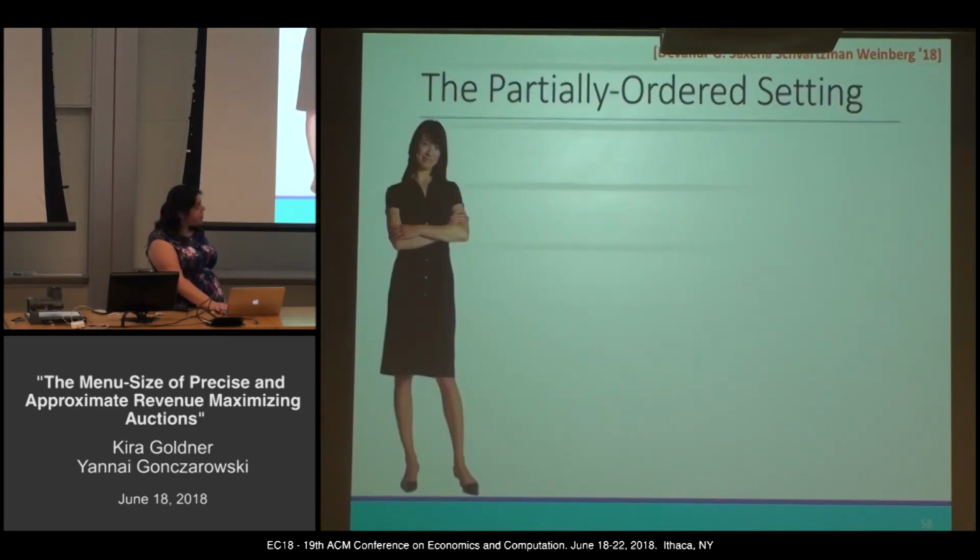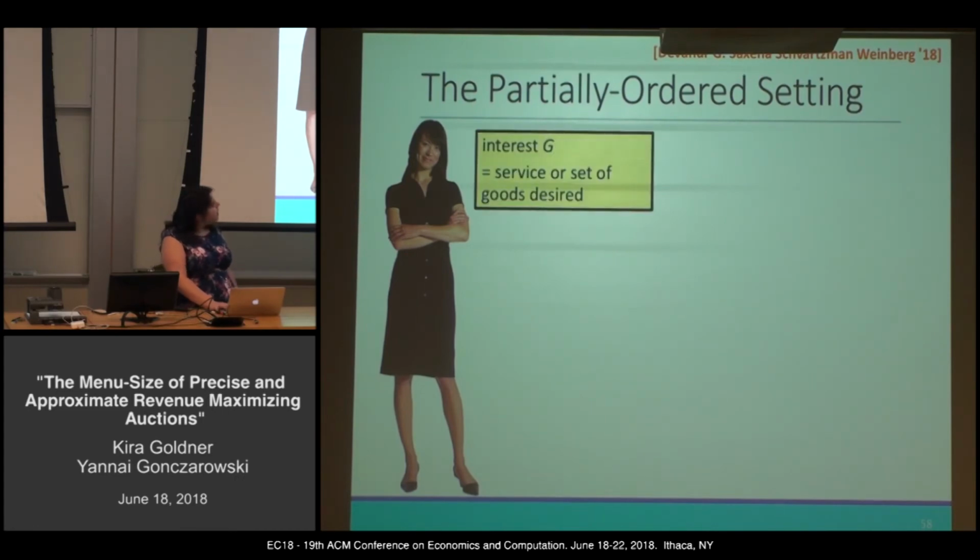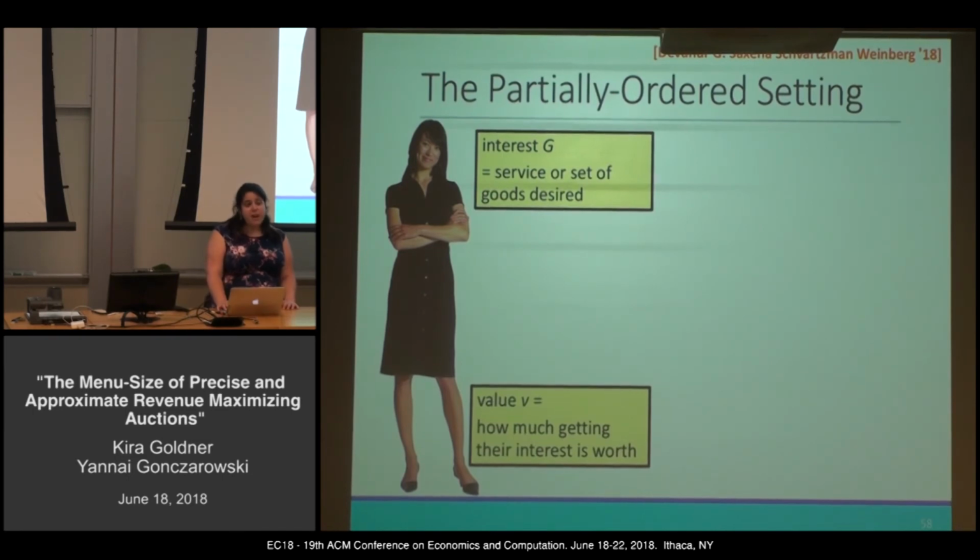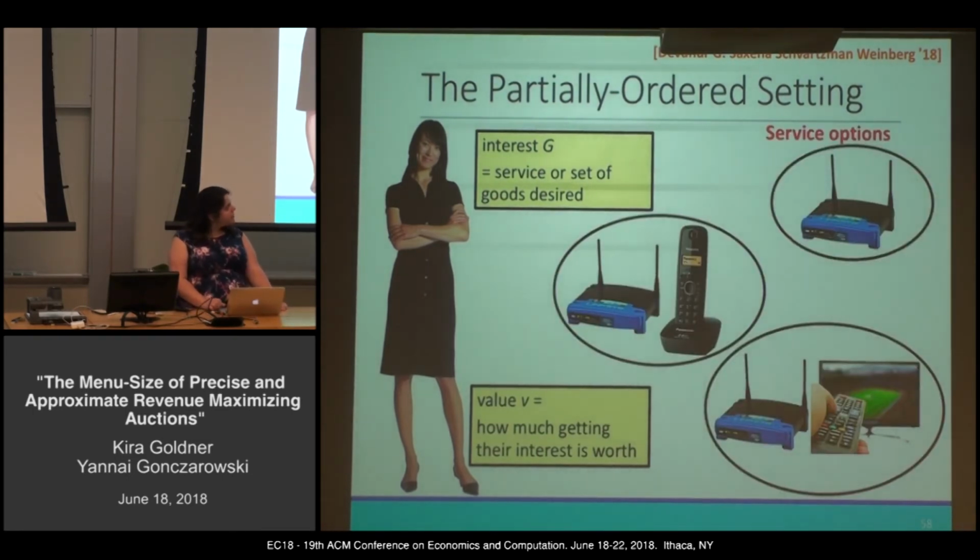So what's the setting we're dealing with here? Our customer has a certain service or set of goods of interest that they want. So this previously maps to the deadline they wanted, and they have a value of how much that set is worth to them. So for example, I could be selling Wi-Fi, or Wi-Fi and phone together, or Wi-Fi and TV together. Those are the three options that I'm selling, and my customers might be interested in any of those three bundles.